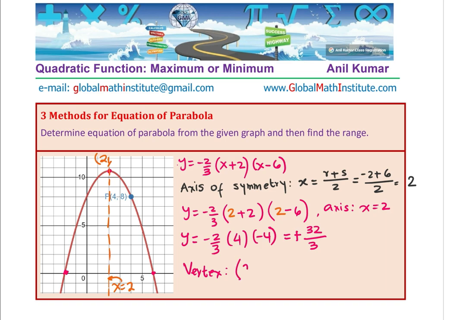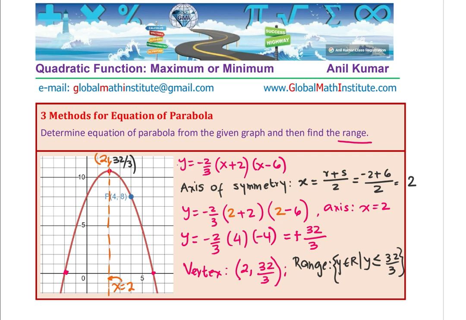So the coordinates of the vertex are 2, with the maximum value being 32 by 3. Makes sense, right? And therefore, we can write down the range of this graph. So let me write down the range now. So the range is y belongs to real numbers, so that y is less than or equal to 32 by 3. It's a good idea to write the exact value rather than a decimal value, correct? So we get 32 by 3 as the y value, the maximum value. Is that clear to you?